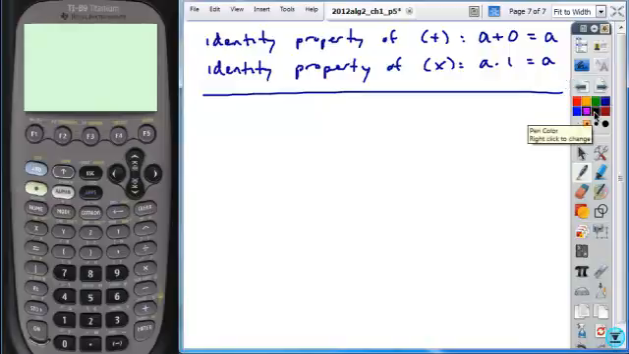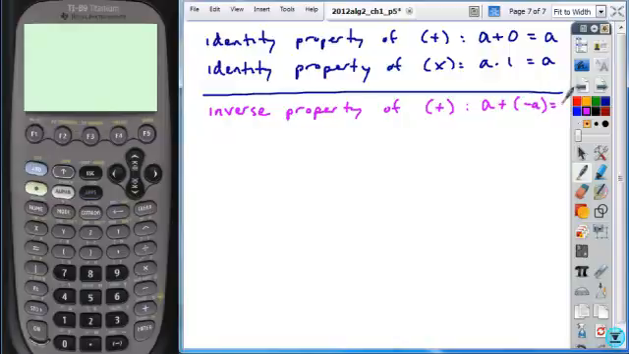And then the final property that we're going to apply to both addition and multiplication here is called the inverse property. The inverse property of addition is basically saying, what operation undoes addition? Subtraction. So the inverse of an addition is subtraction. This is also called the additive inverse, is probably what you might know it as. The additive inverse of A is negative A. And it's just the opposite. So additive inverse is another way to say opposite.